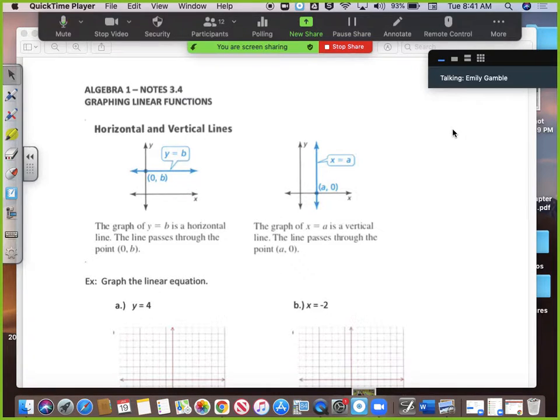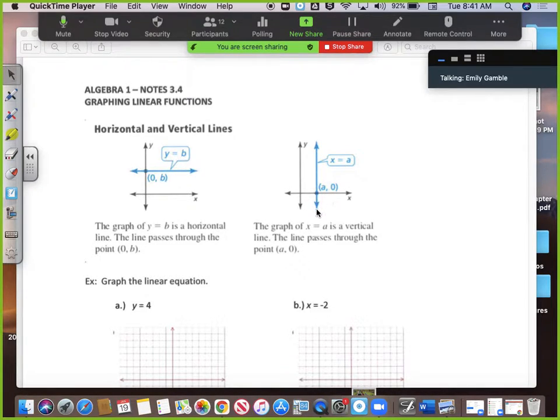So, graphing linear functions, horizontal and vertical lines. If you remember, a horizontal line looks like this, and whenever you have a horizontal line, the equation is going to be like y equals whatever that number is. The y-intercept is going to be whatever number the b is, and that's where it crosses the y-axis, and then it's just a horizontal line there because it has a 0 slope.